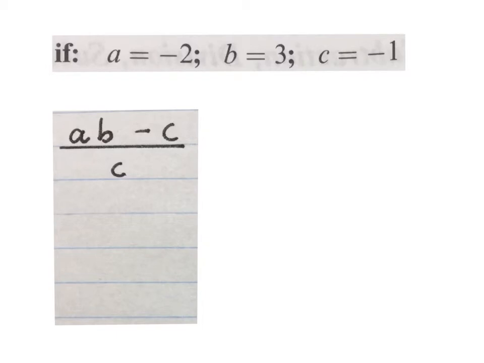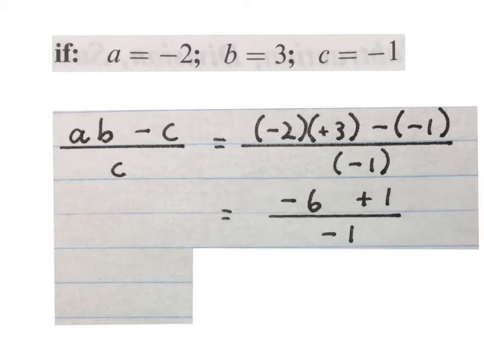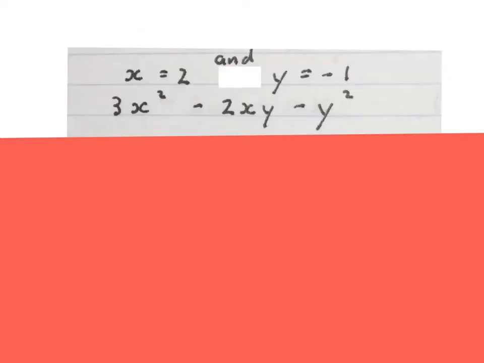Next expression looks like this. Replace your variables. Now work out the top and the bottom separately. Keep working out the top. Then divide minus 5 by minus 1. Final answer, plus 5.